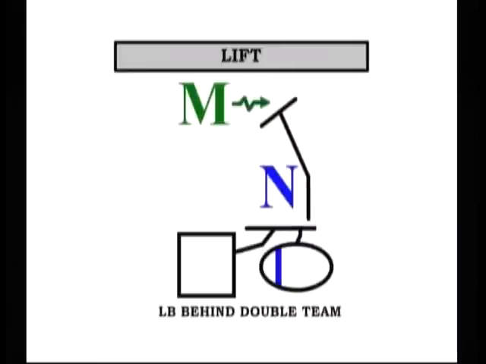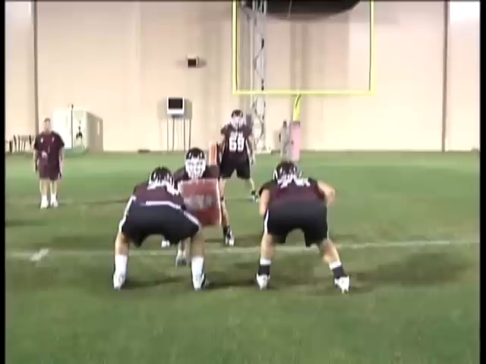Okay, let's talk about the releases. Again, here's the lift technique. So the circle, ball's going to the right. The circle's going to be the releaser. Obviously, we're going to heavy lift this. The linebacker's behind the double team. We're going to give a lot of help here.